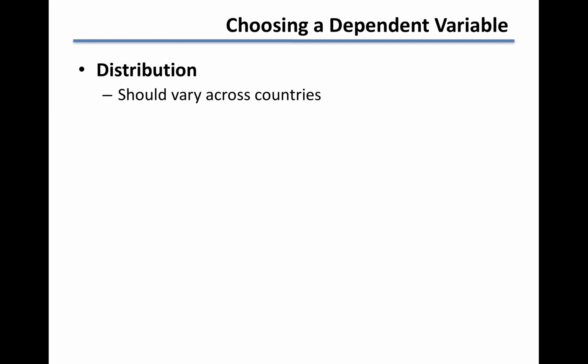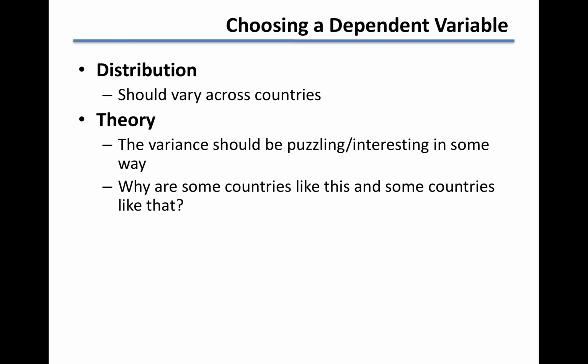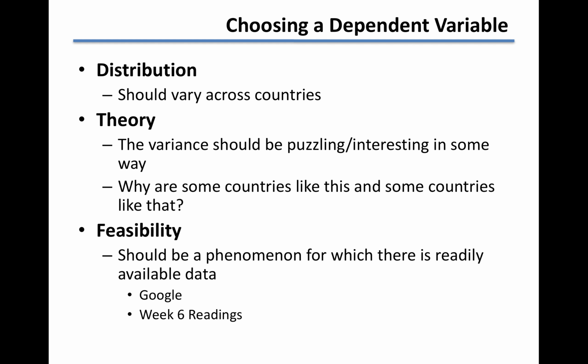Well, first, your dependent variable should exhibit distribution. It should vary across countries. A variable that doesn't vary is not a variable at all. It's a constant. So we want it to vary. Moreover, we want it to vary in an interesting or puzzling way. As I mentioned before, we should wonder, why are some countries like this and some countries like that? And finally, though very importantly, it should be feasible, meaning there should be readily available data for the dependent variable.